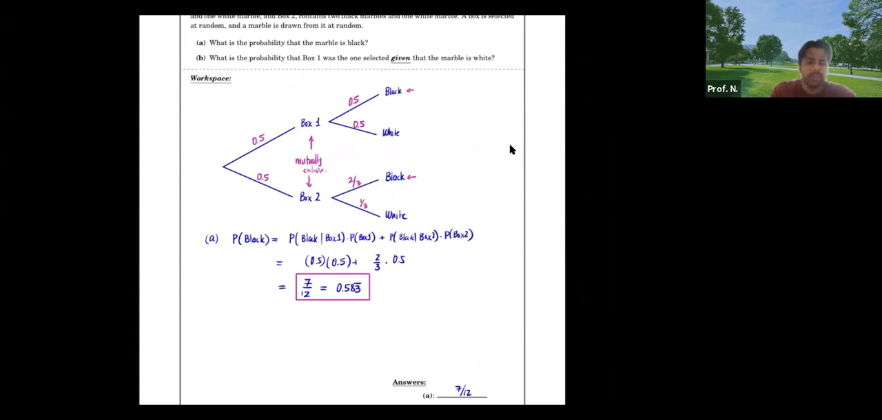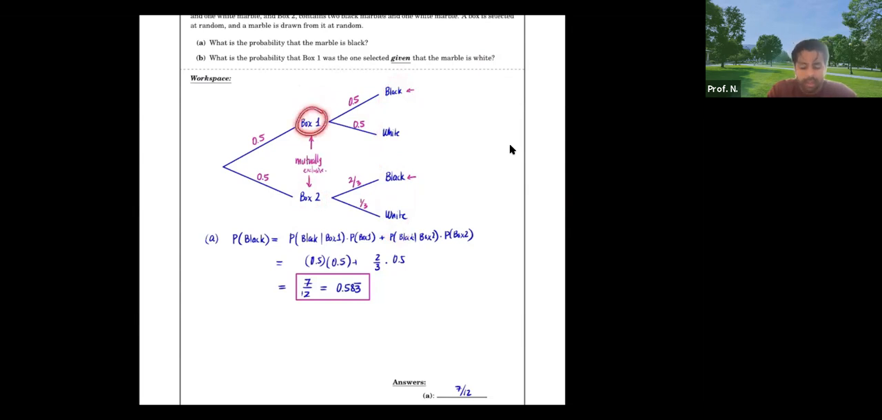The next question is the typical kind of question that you'll see regarding Bayes' formula: the probability that box 1 was selected given that the marble is white. Bayes' formula is used for inferential probability. You're making an inference about something that occurred. The black and white you can think of as the effect, and box 1 and box 2 are like the causes. So this is like the causal chain of events.